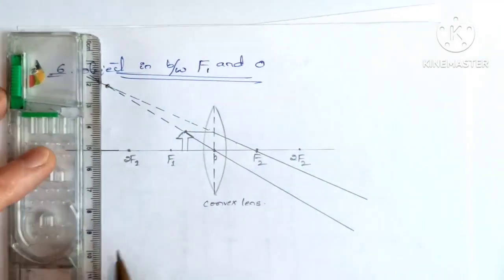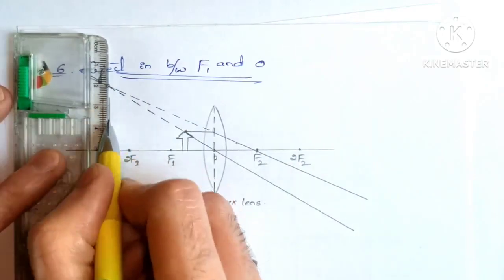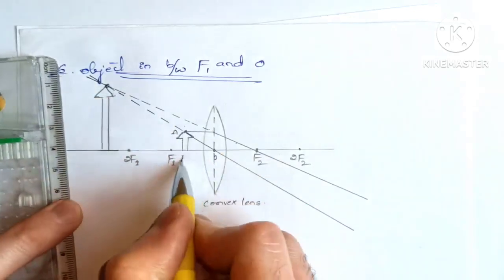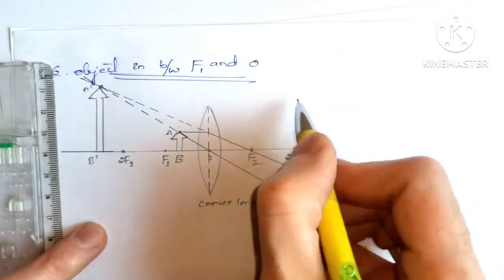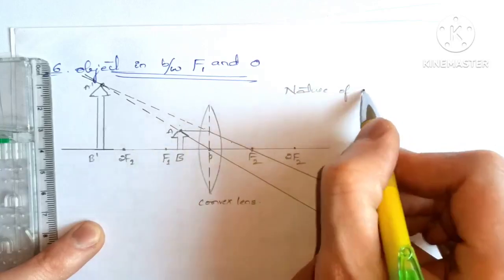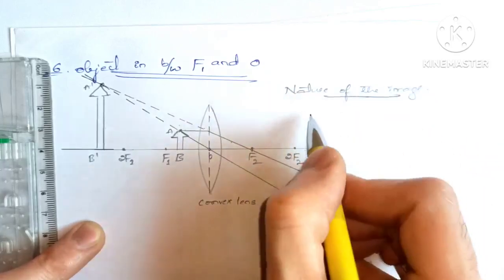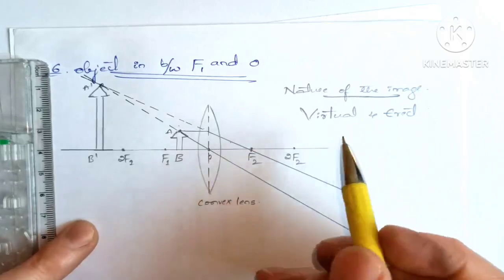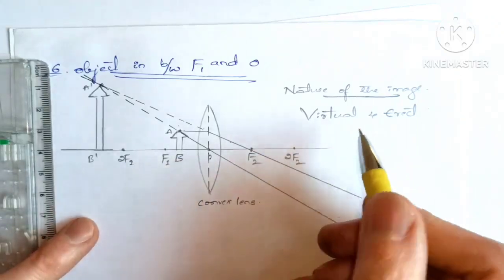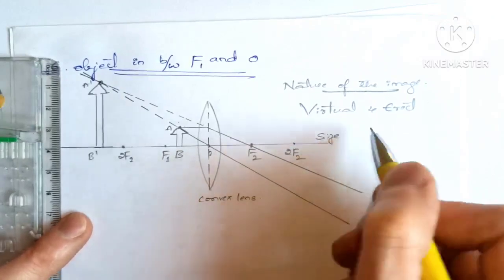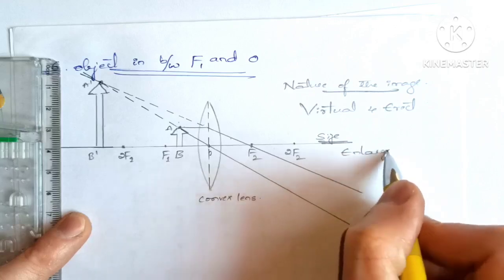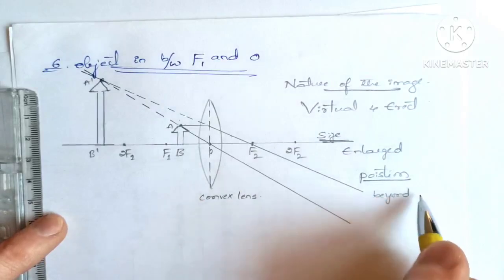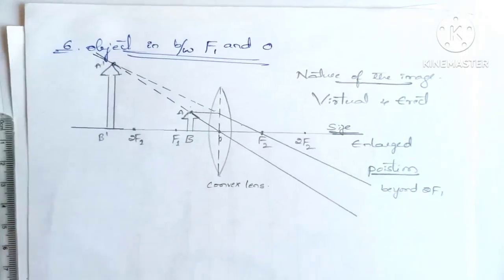And you draw the image, erect image, virtual and erect image. And now this is A, B, this is A dash, B dash. Now here the nature of the image changes: virtual and erect. Once again I am telling, for the first 5 constructions, real and inverted; only for this, whenever you keep the object nearer, virtual and erect. And now size, see, enlarged or highly enlarged. Next, position beyond F1. Okay, these are the 6 constructions. Practice very well. Thank you.